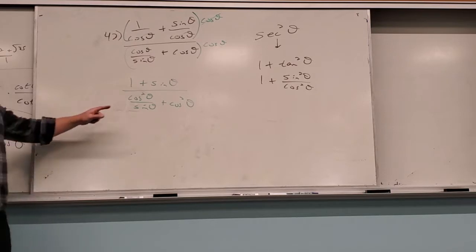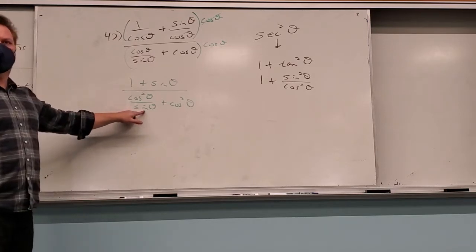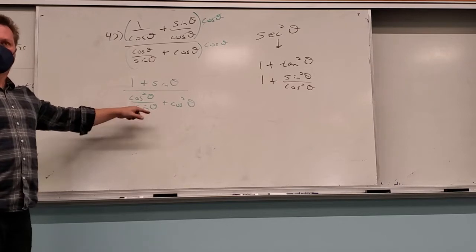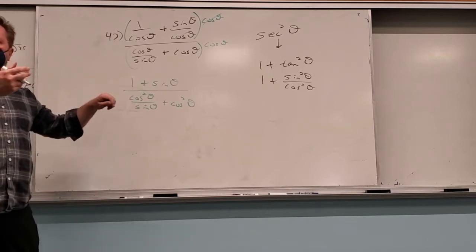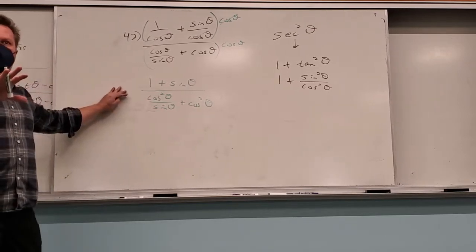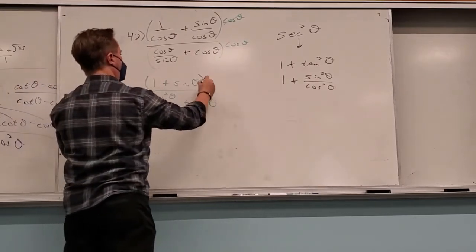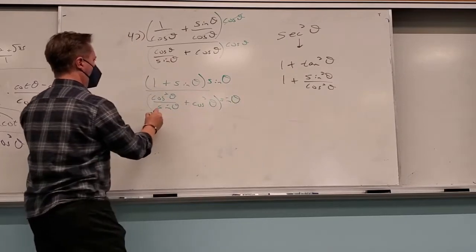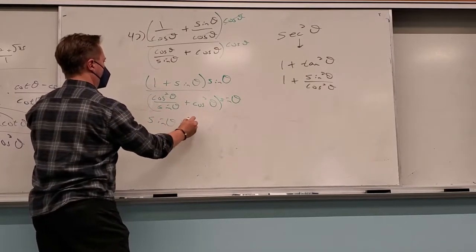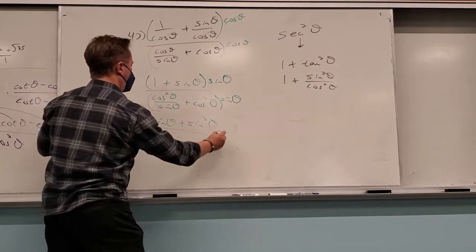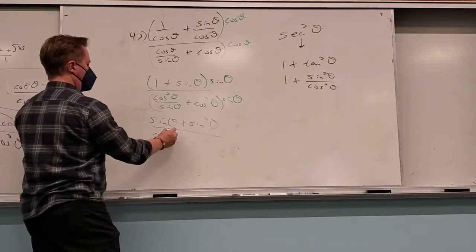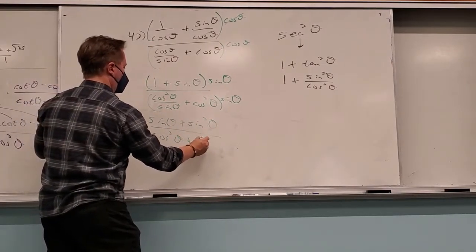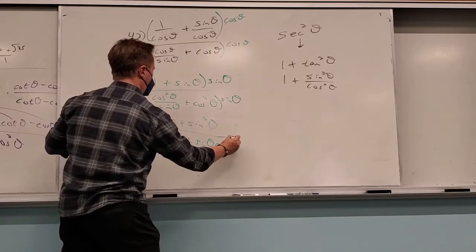Now how do I get rid of this fraction here? Multiply by sine, top and bottom, right? You guys see what I'm doing? All right, so I multiply this by sine, multiply this by sine. We get sine theta plus sine squared theta over cosine squared theta plus sine theta cosine squared theta.